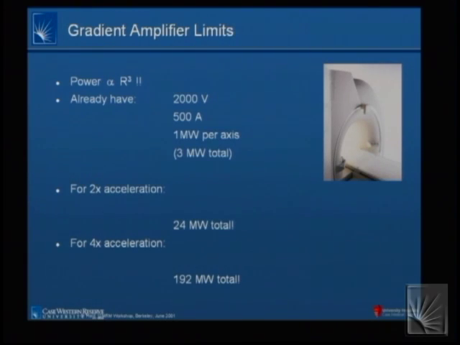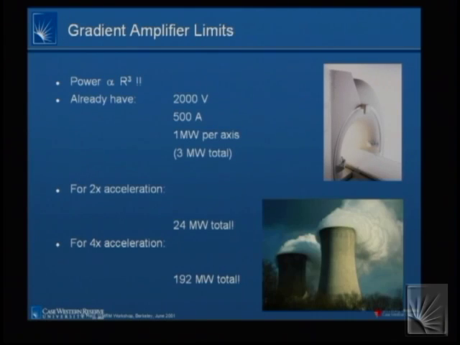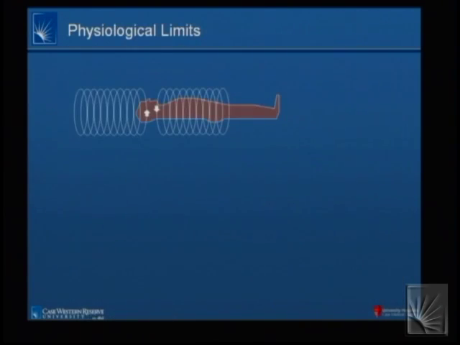If I want to go twice as fast, okay, that means I need to have 8 times higher power per axis, or 24 megawatts of power per MR system. If I want to go 4 times faster, I need 192 megawatts. And we quickly go from the setting where I can provide about 1 megawatt per axis in a modern MR system today to needing something like a nuclear power plant per MR system, which is simply infeasible.